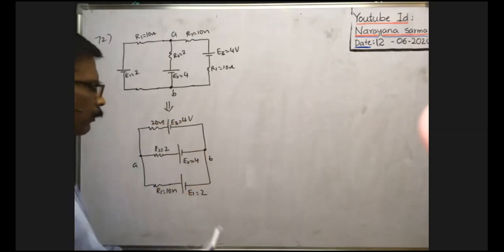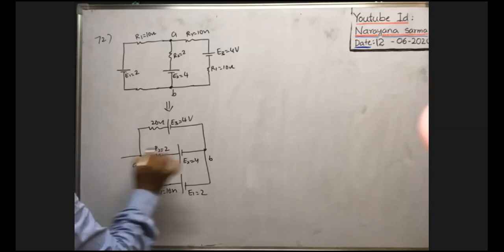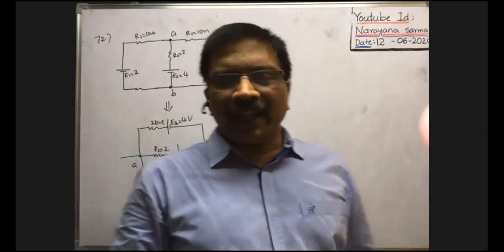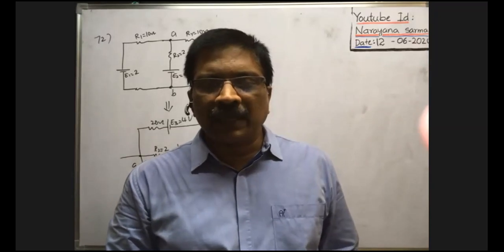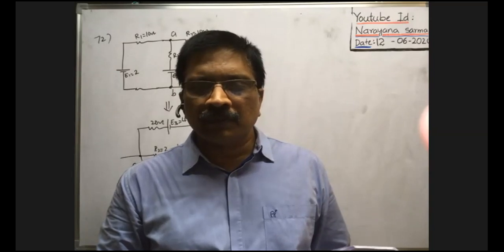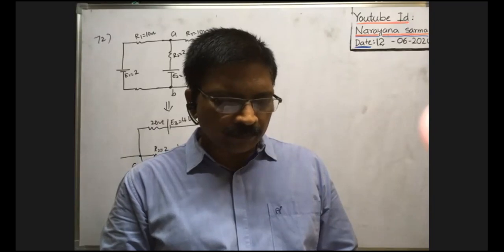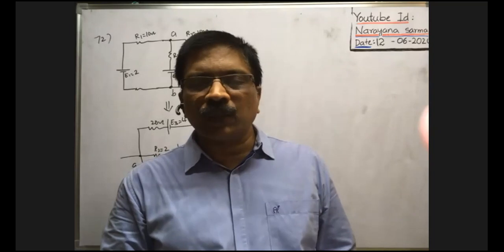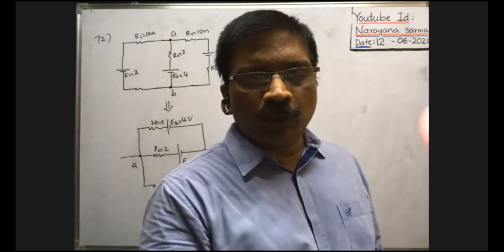Whenever all are in parallel, what is the effective EMF across this circuit, that is, the potential difference across A and B? What is the formula for effective EMF? What is your doubt? Which is 1 ohm? No, it is 10 ohm, not 1 ohm. That is 10 ohm only.